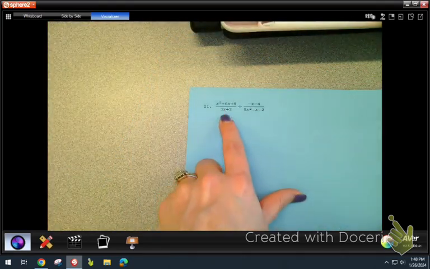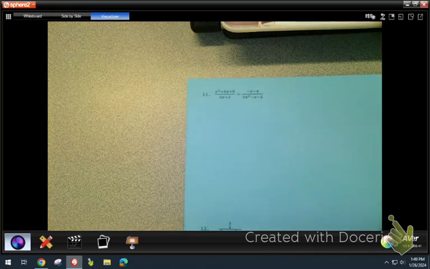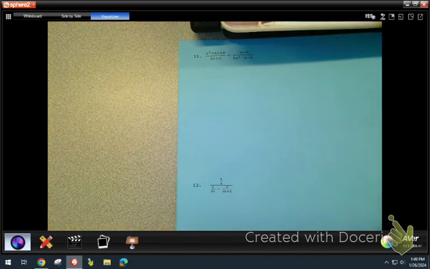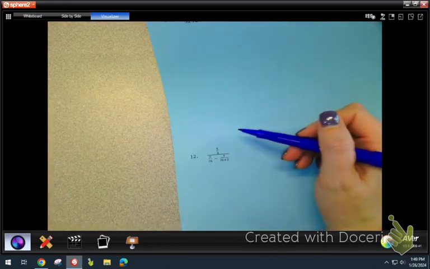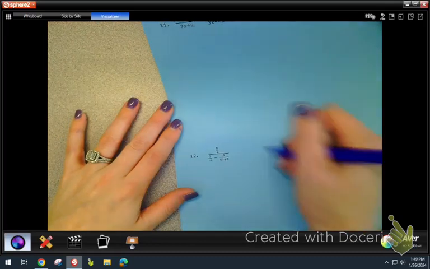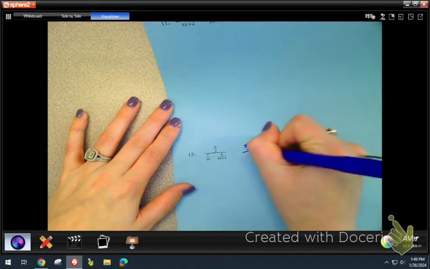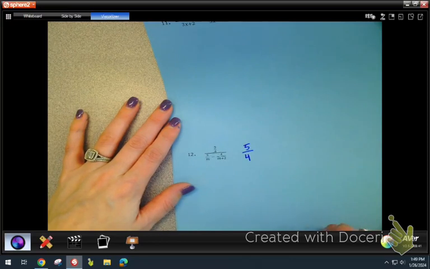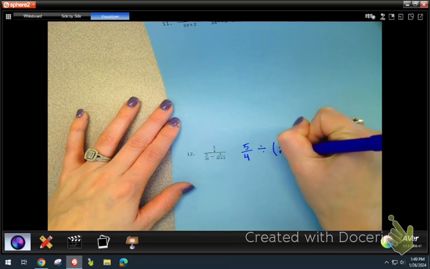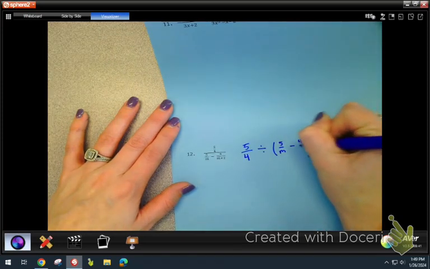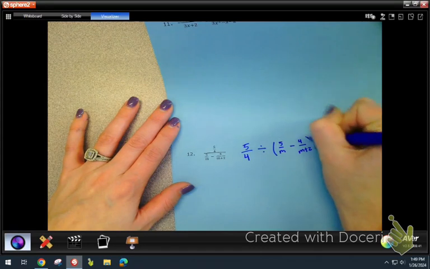What is 12? Let's take a look at 12. Let me make sure there's nothing missing. What do we think? What is 12? Why is it division? Because it's divided. Okay. It's written as a fraction. It's division. So here's what I would do. This is the same thing, you guys, on number 12. Do not be scared. 5/4 is the top, and you're dividing it by 5 minus m minus 4 over m plus 2. So just separate it out like that.